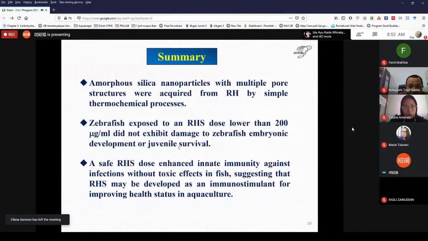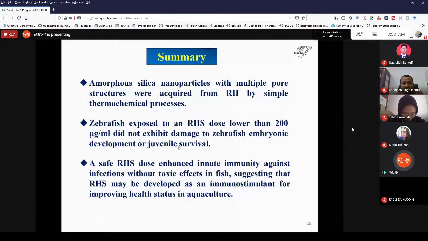Okay, in summary, the silica particle with a multiple pore structure was acquired from the rice husk by a simple process, and the zebrafish is exposed to the rice husk silica. Those lower than 200, no damage to the zebrafish embryo and the larval zebrafish. And the safe RHS dose enhanced immunity against infection without toxic effect. And this result suggests RHS may be developed as an immunostimulator for improving health status in aquaculture. Okay, this is the first part I introduced.